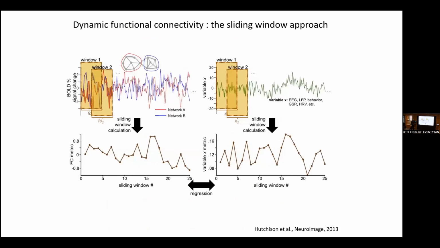And if you want to do dynamic or time-varying functional connectivity based on fMRI data, how do you go about doing that? Well, the most simple approach would be to just use a sliding window approach. So you have your time series of fMRI signal from two different subnetworks, the red and the blue, and they vary over time. And you're interested in the degree of connectivity or the degree of communication between these two subnetworks. And that's depicted here. And you want to establish how that degree of connectivity changes over time.